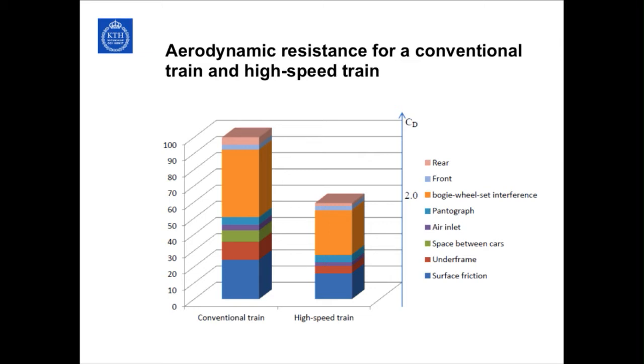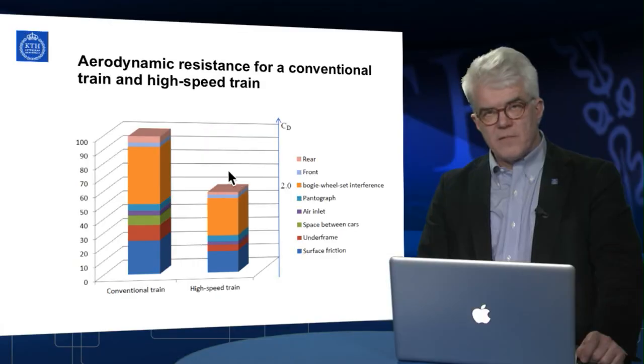What might be surprising is the fact that if you're looking at the rear and front of the train, it is of course not a big part for this conventional train, and it's an even smaller part for the high-speed train.